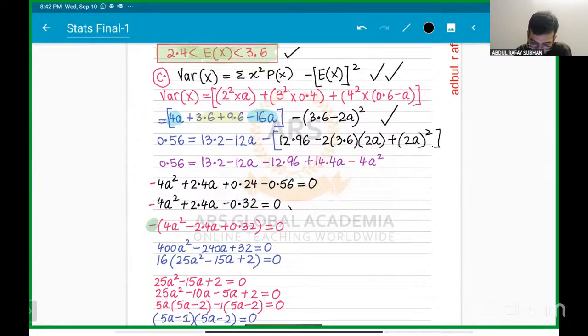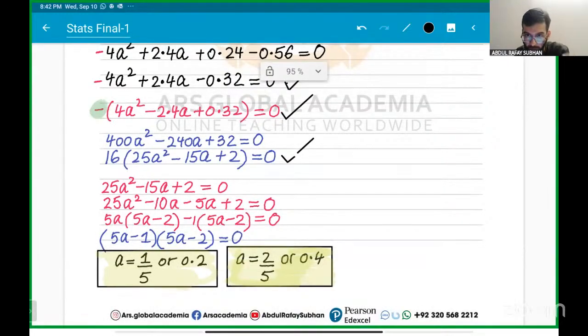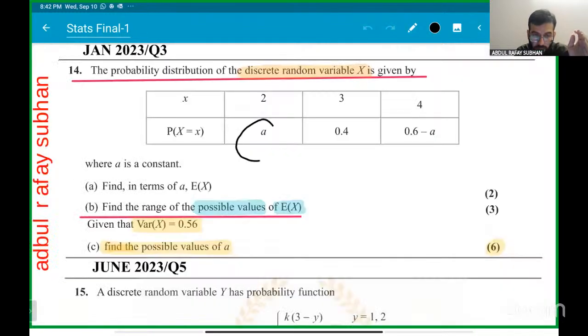And most probably a couple of marks for solving the quadratic equation and getting both the values. Please note, if any value of A was coming negative, you would have ignored it, you would have cancelled it, because probability can never come negative. A can never come negative in the context of our question.